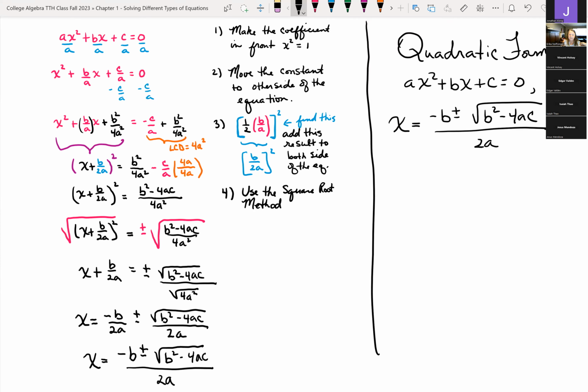So technically, you would just need to be able to identify what your coefficient a is, your coefficient b is, what your constant is, and then plug it into that formula. But like I said, you need to know how to complete the square, and that's something that we'll be doing over and over in this class. So let's look at some examples that actually have numbers in there.